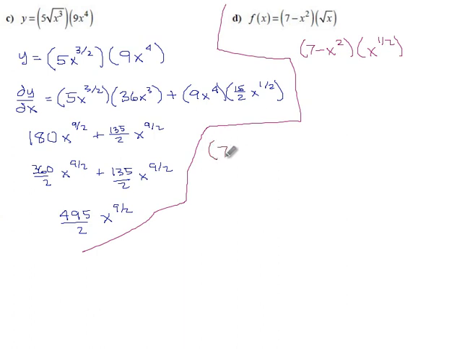The first part is 7 minus x squared. The derivative of the second part is 1 half x to the minus 1 half. So that's first d second plus second. And the derivative of the first part, the 7 has a derivative of 0, so ignore that. And here we get minus 2x to the 1.